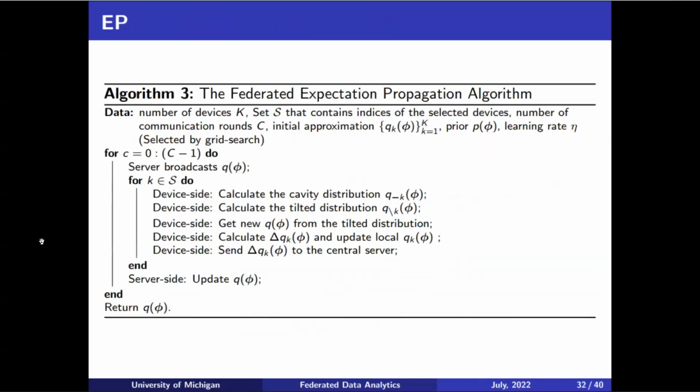Now this algorithm summarizes the federated EP algorithm. As I mentioned before, we need to calculate the cavity distribution and the tilted distribution. Now we use this tilted distribution as a new approximation for the posterior. And we calculate the change in the Qk and send it back to the central server. The central server then aggregates all those changes of the approximations, and we repeat this procedure several times.